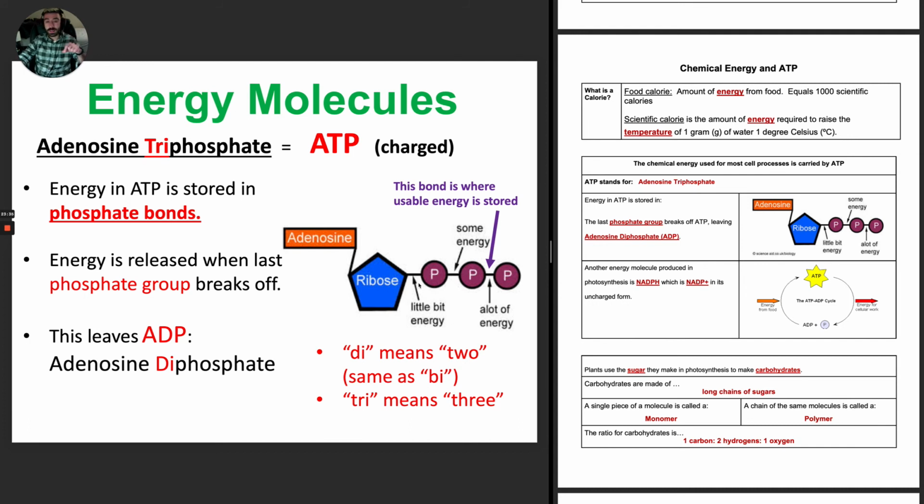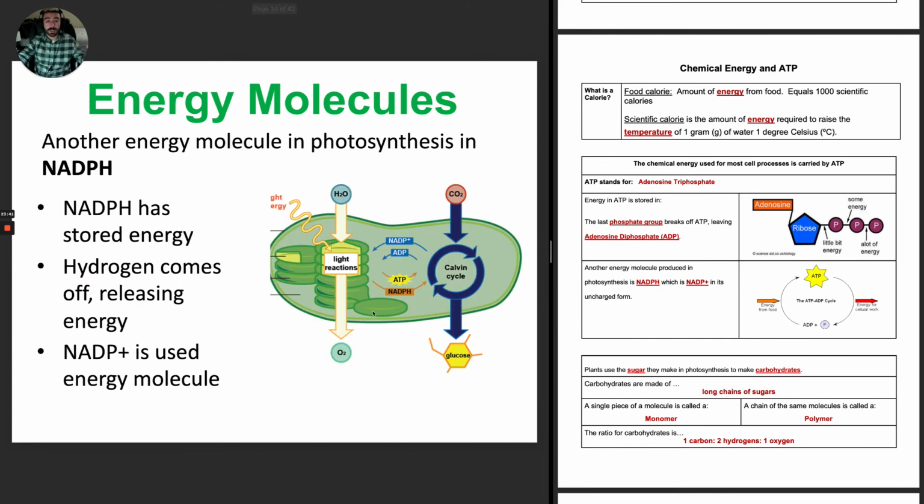So ADP is diphosphate, 2 phosphates. There's another similar molecule that's used in this process called NADPH. So just like ATP, it has stored energy. When that hydrogen, the H, comes off, it releases energy, just like ATP breaking. Once that happens, we get NADP+, we call it, and that's what we see here.